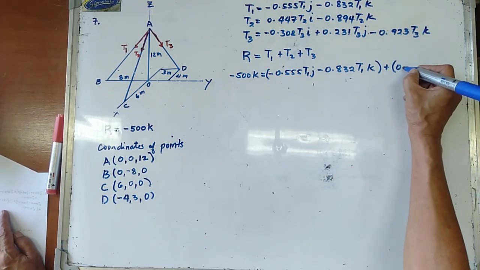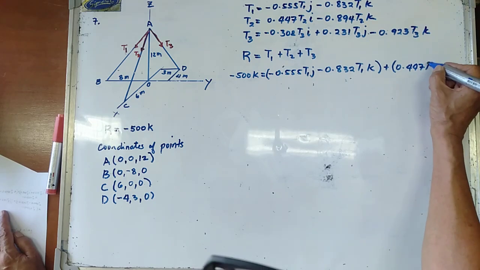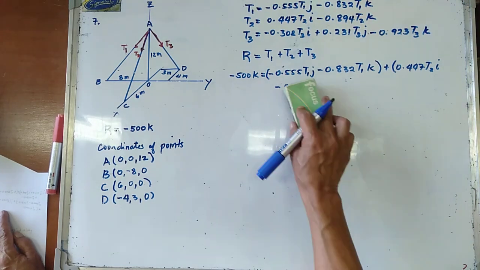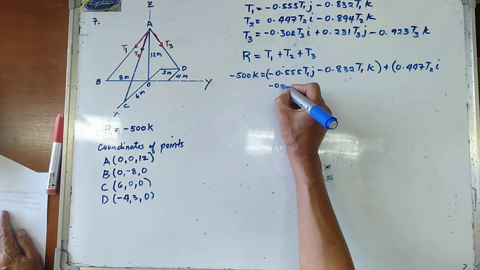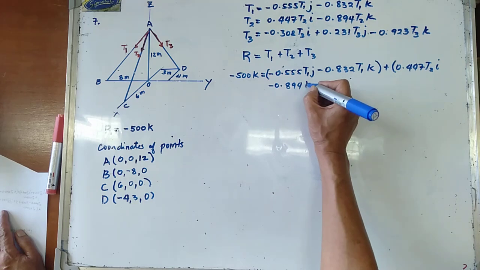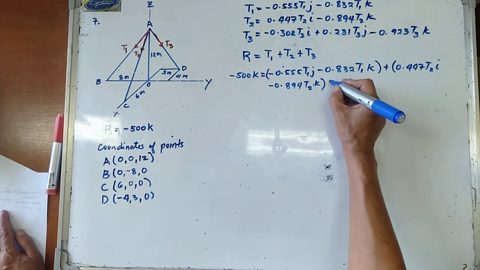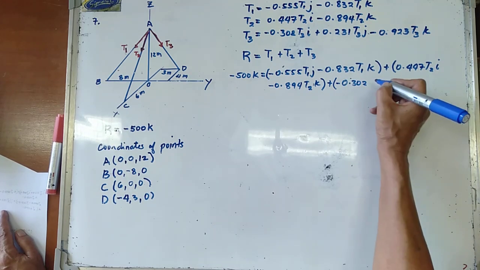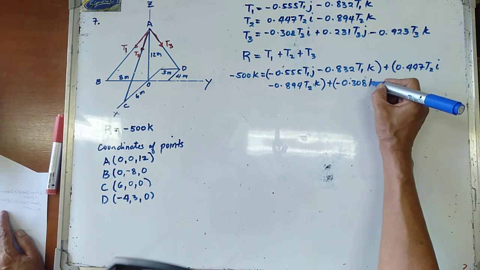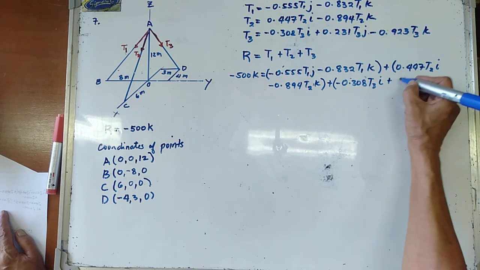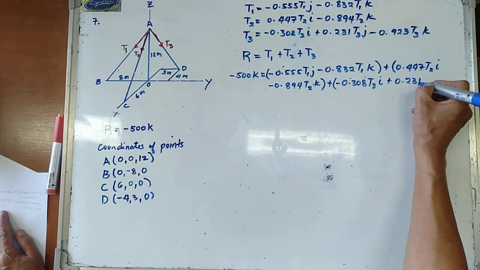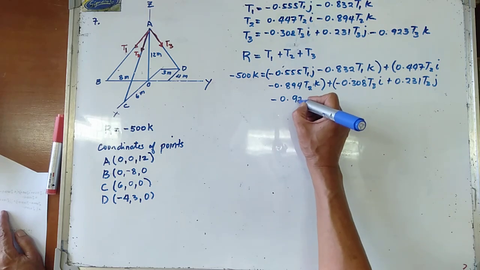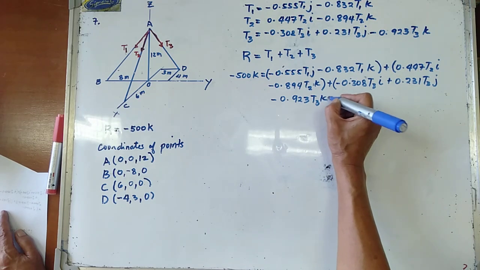T2 is 0.447 T2i minus 0.894 T2k, and then plus T3, so we have minus 0.308 T3i plus 0.231 T3j minus 0.923 T3k.